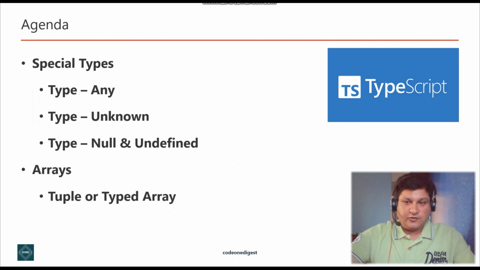So here is the agenda of lesson 2 today. I'll cover the special types: type any, type unknown, type null and undefined. How do we use them, and in which particular scenarios can we use these types? And finally, we'll understand arrays and what a typed array or tuple is. So we'll understand all of this in this video. Stay tuned and watch this video till the end. It is going to be a very exciting and informative tutorial for you guys.